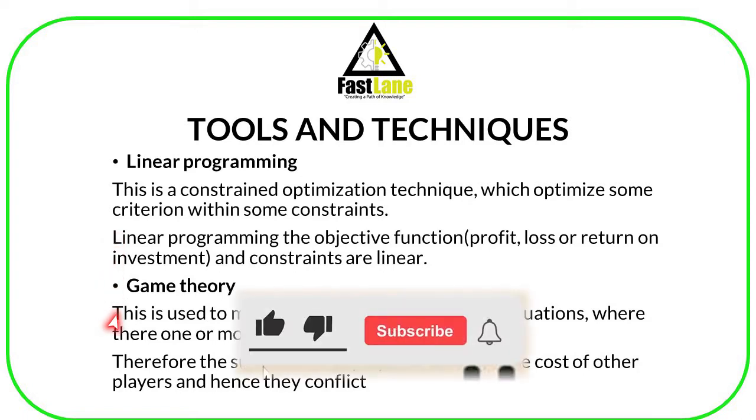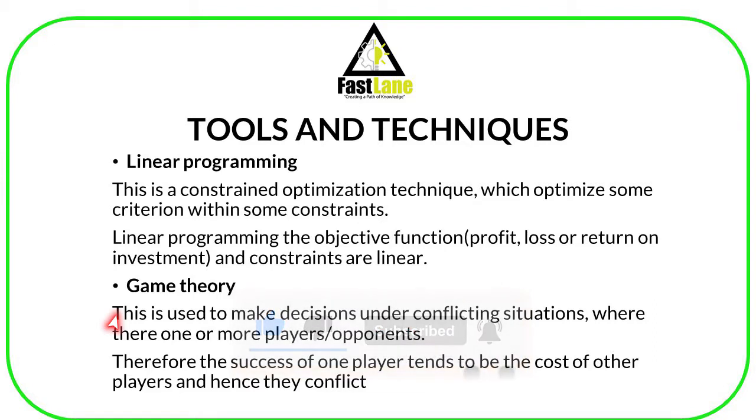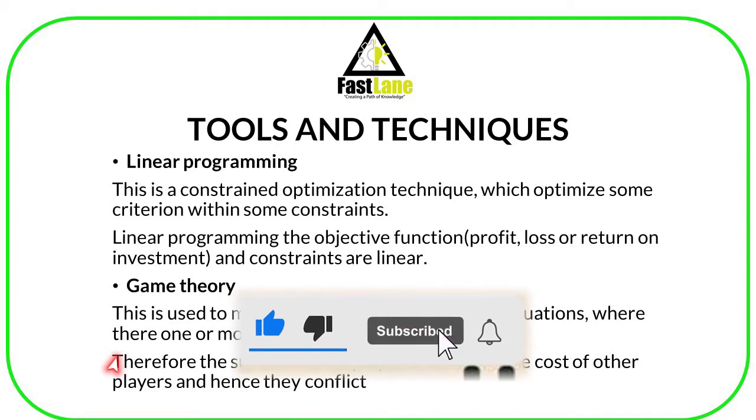Then we have another technique referred to as game theory. Game theory is used when making decisions under conflicting situations, such as when we have one or more players, maybe opponents in a game, so the success of one player tends to be at the cost of other players. Hence, it is a conflict. So this technique specifically deals with conflicting problems.